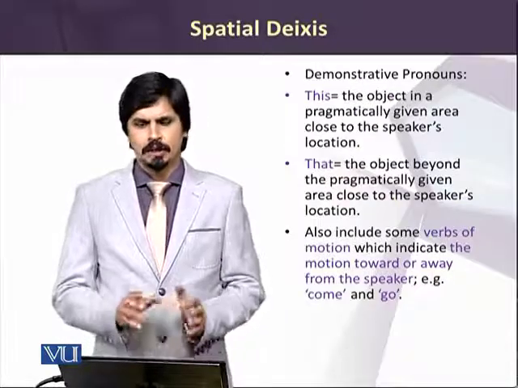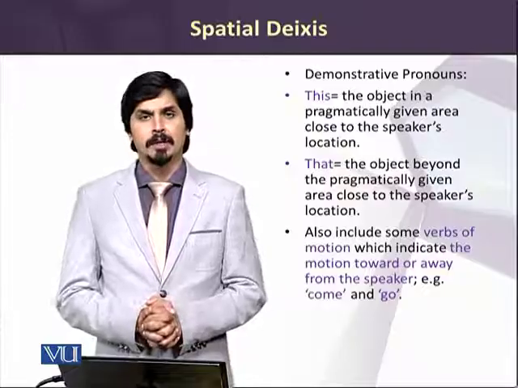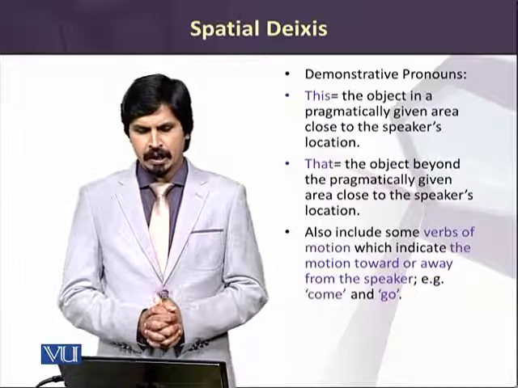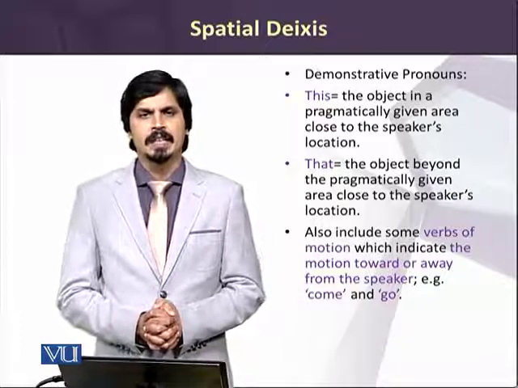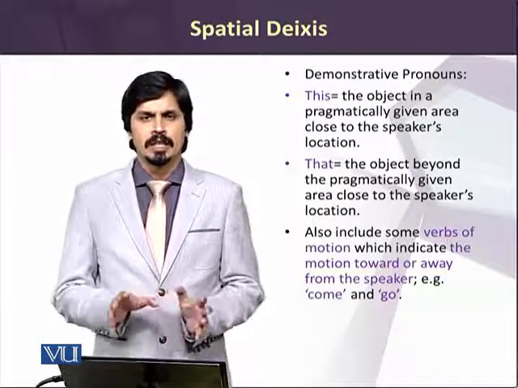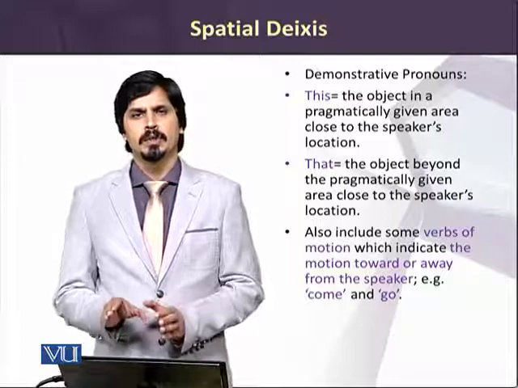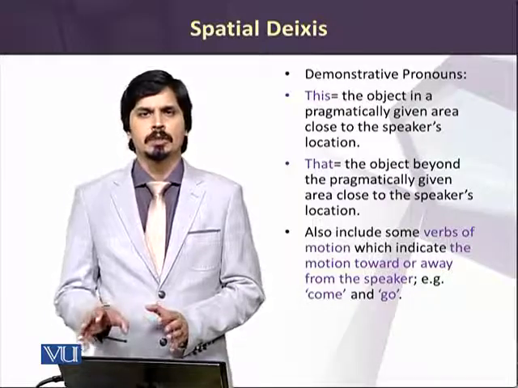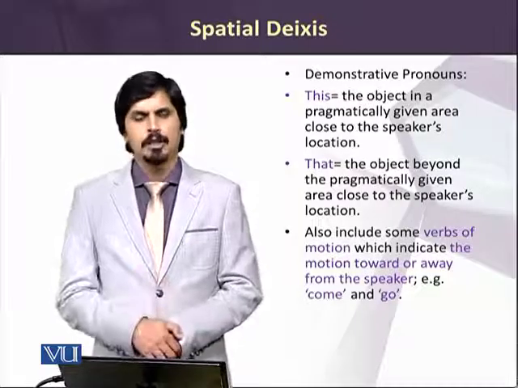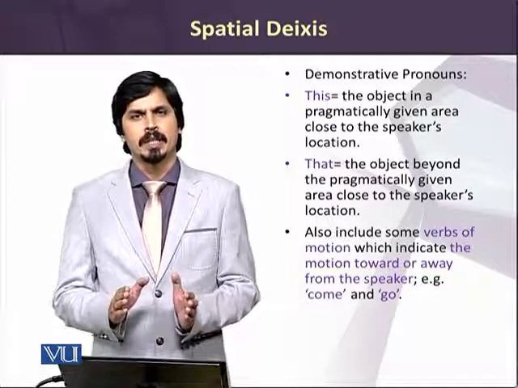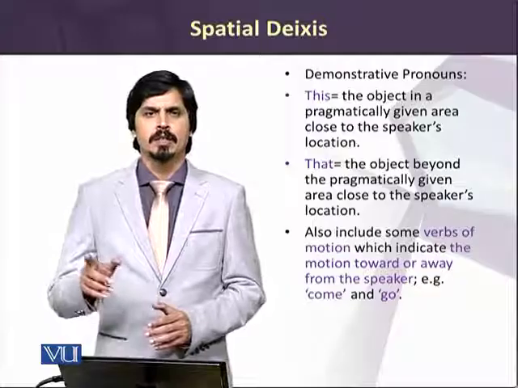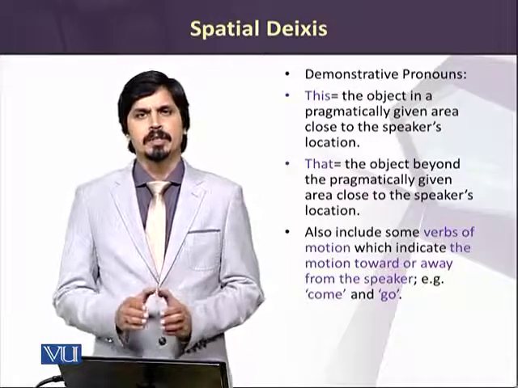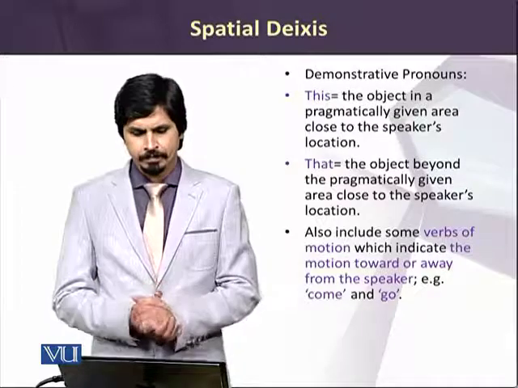Demonstrative pronouns: this shows the object in a pragmatically given area close to the speaker's location. For example, this cat, this book. It indicates that the book which is being referred to or pointed out is closer to the speaker. That shows an object which is pragmatically away from the speaker. That river, that means that river which is quite at a distance.